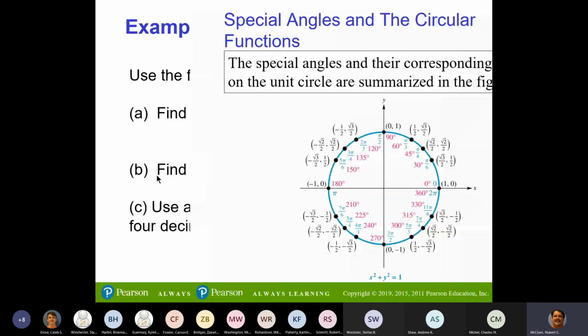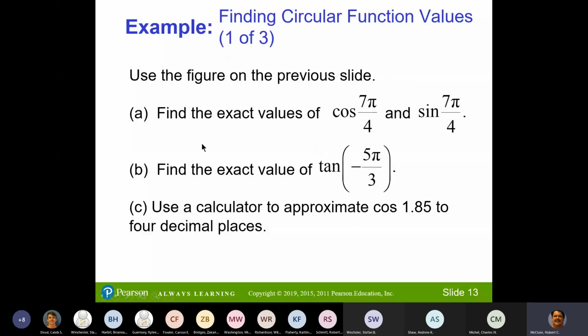Find the exact values of the cosine of 7 pi over 4 and the sine of 7 pi over 4. Well, I think we've already done this, but we'll do it again. Doesn't hurt, especially for those that struggle with it. So I'm going to write everything down.